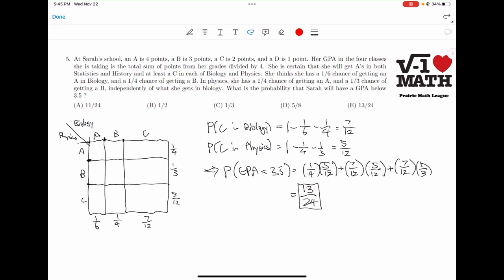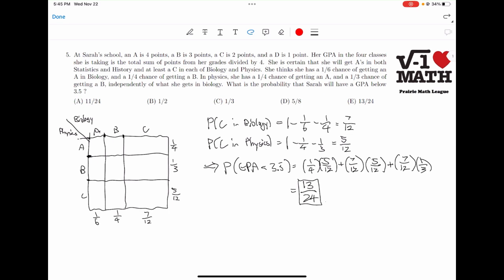For problem number 5, at Sarah's school, an A is worth 4 points, a B is worth 3 points, a C is worth 2 points, and a D is worth 1 point. Her GPA in the 4 classes is the total sum of the grades divided by 4. So she's sure that she's going to get an A in statistics and history, and at least a C in each of biology and physics.